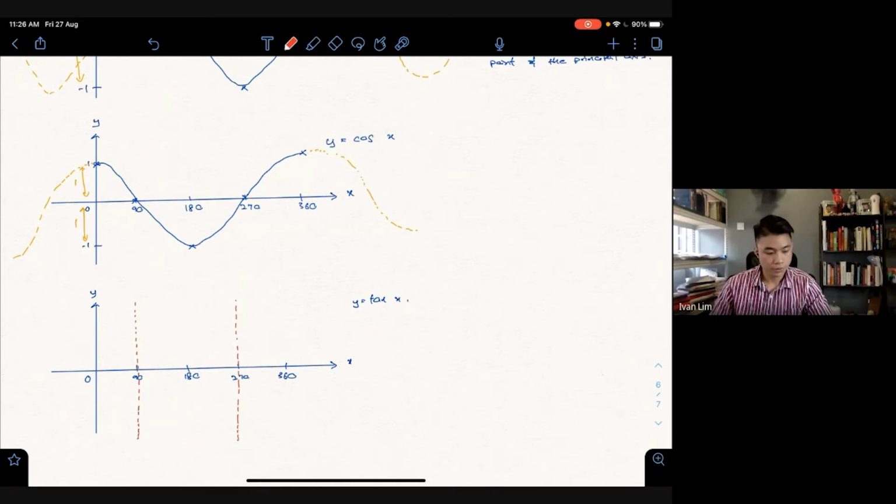Once you finish drawing this, why is it an asymptote? Go and type in your calculator tangent 90 and tangent 270 degrees. Look at the value. What do you get? Both are math error, right? Because there's actually no value of tangent 90 and tangent 270 degrees.